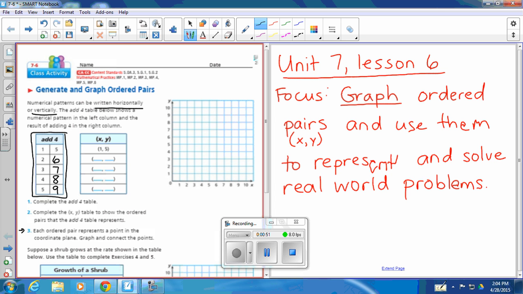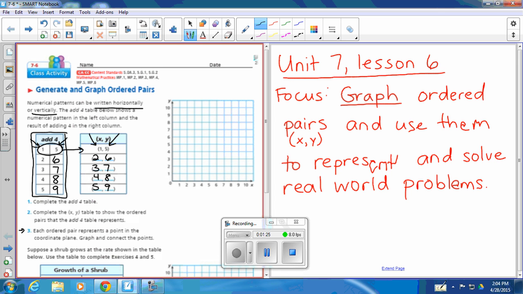Okay, now we're going to take that and turn it into the ordered pairs. So remember, your first number on the left becomes your x coordinate. The second number on the right becomes your y coordinate. So if you look at the example, 1, 5 is your ordered pair here. So our next one would be 2, 6, then 3, 7, then 4, 8, then 5, 9.